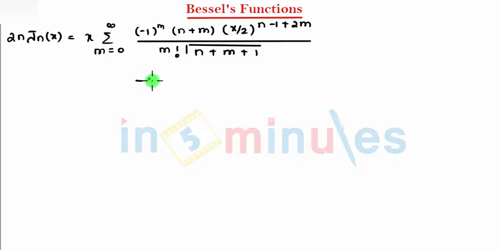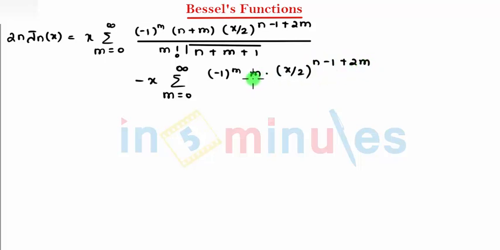Second is minus x, summation m equal to 0 to infinity, (-1) raised to m into m multiplied by (x/2) raised to n minus 1 plus 2m, and this gets divided by m factorial gamma of n plus m plus 1. So now what we can do further, see, since the non-zero term starts from m equal to 1, so I changed it to m equal to 1.